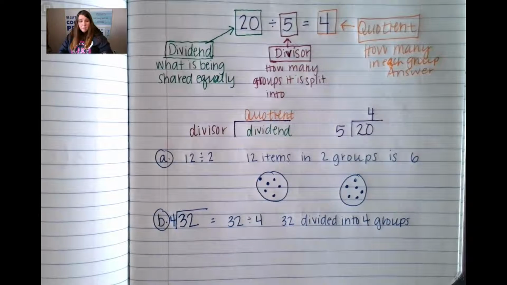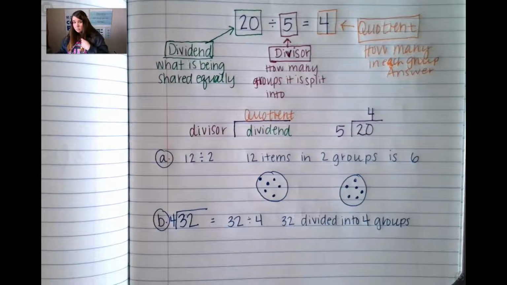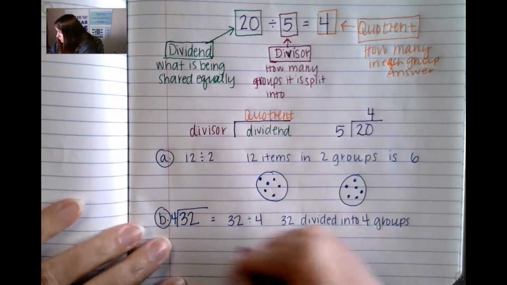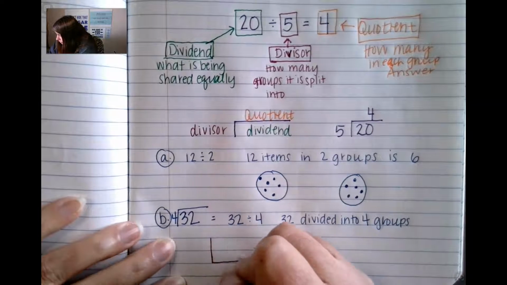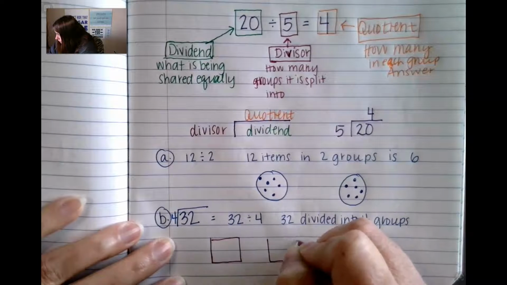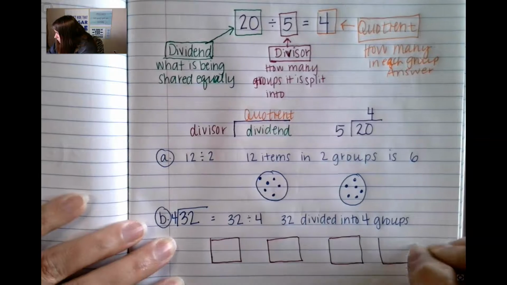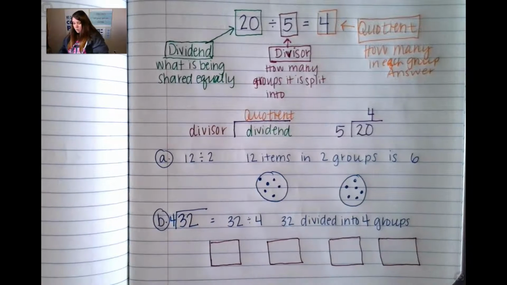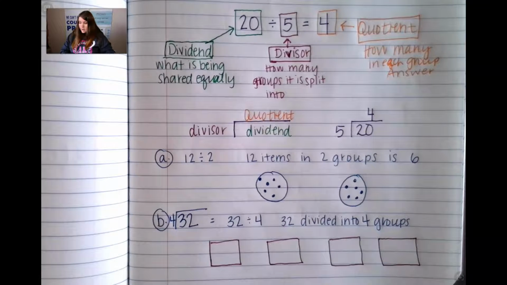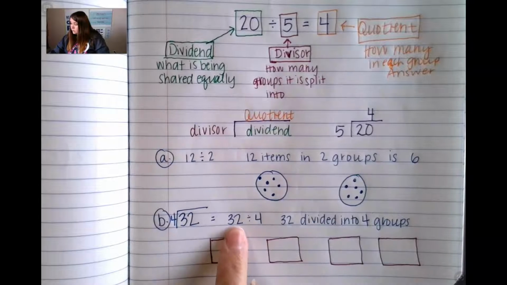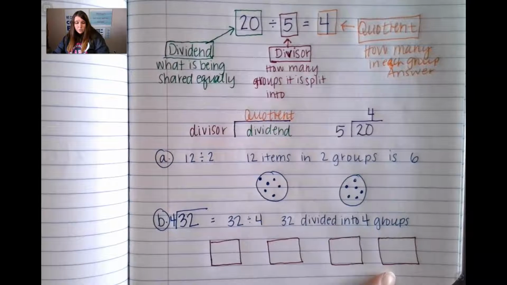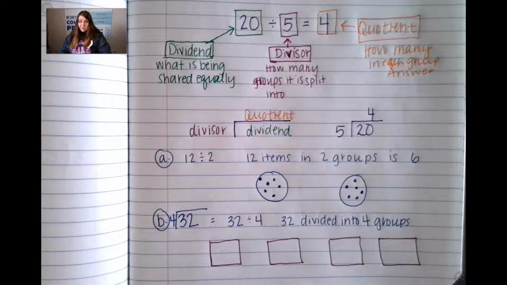All right, so now I'm going to make 4 groups. So I need 4 different groups. So let's get 4 groups. Here's a group. Here's a group. Here's a group. And here is a group. All right. And now I need to put 32 things into these 4 groups. So I'm just going to start putting 32 things into my groups.